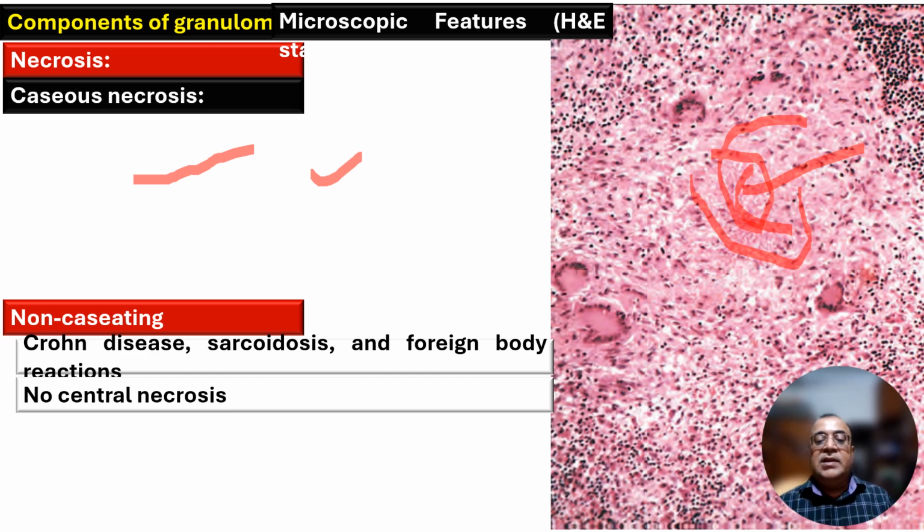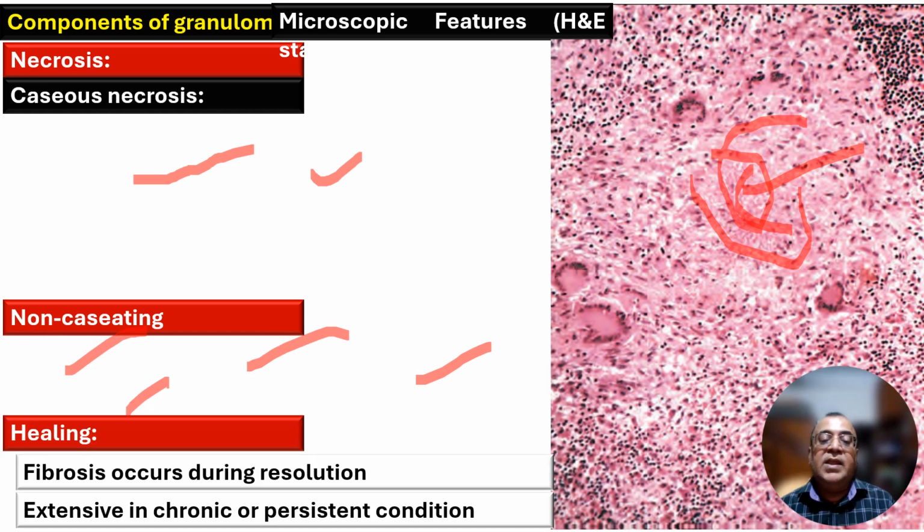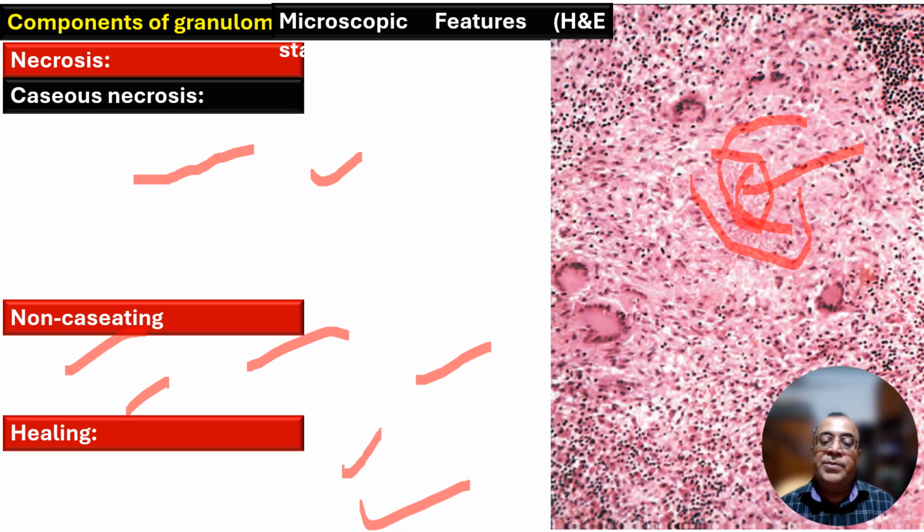Then there can be non-caseating granuloma, as we have seen earlier, and these non-caseating granulomas are seen in Crohn's disease, sarcoidosis and foreign body type of reaction. There is no central necrosis seen, and if they are long lasting, there can be fibrosis, extensive in chronic or persistent conditions. You may see a large area of fibrosis only if there is a chronic or persistent infection.